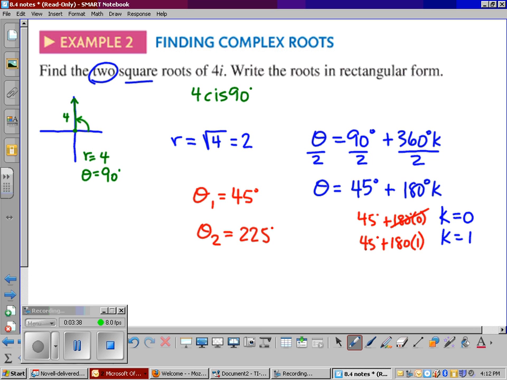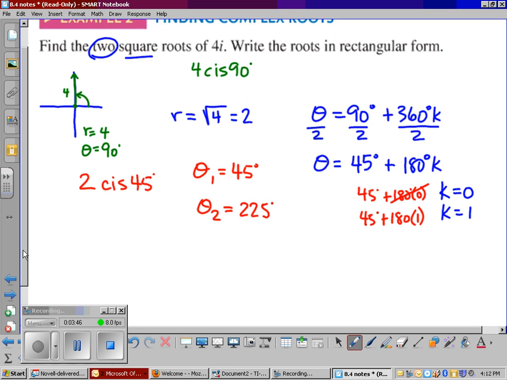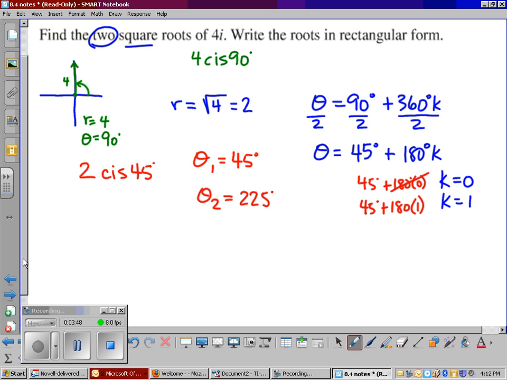Taking the r value that I found of 2 and my angle of 45, I can write my first solution in polar form this way, 2 CIS 45. And to find the next one, 2 CIS 225. So in polar form, those are my 2 roots. Those are the 2 square roots for 4i. Notice that my instructions tell me that I need to write this answer in rectangular form. So now we just need to convert this, which was what we did primarily in 8.2. So this should be a review.